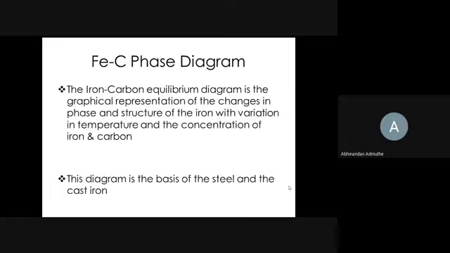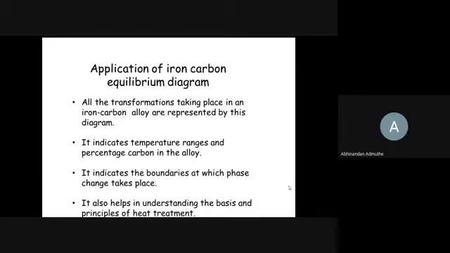So the iron carbon equilibrium diagram is the graphical representation of the changes in phase and structure of the iron with variation in temperature and the concentration of iron and carbon. This diagram is the basis of steel and cast iron. All the transformations taking place in an iron carbon alloy are represented by this diagram.